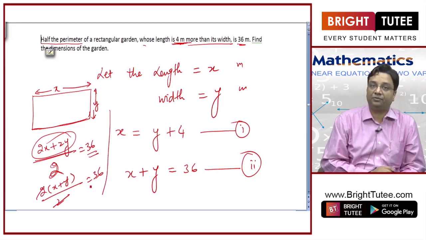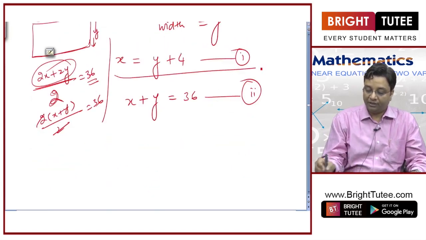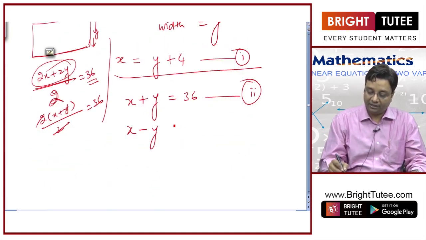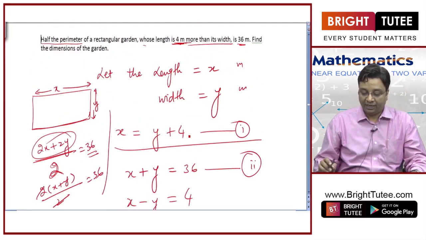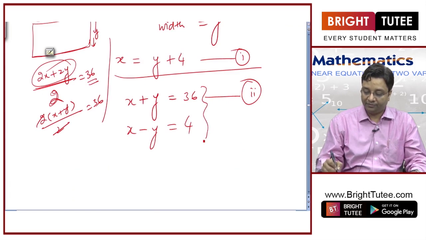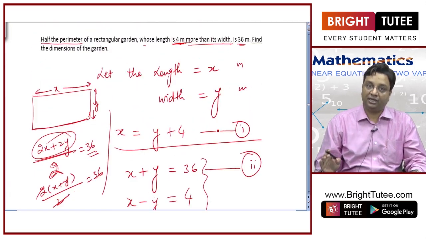It will give us x plus y equal to 36. So this is my second equation. Now the first one can be written as x minus y equal to 4 also. Now I need to solve these two equations and find the dimensions of this garden, right?